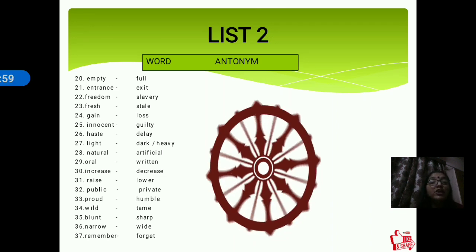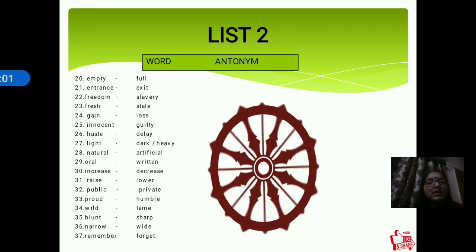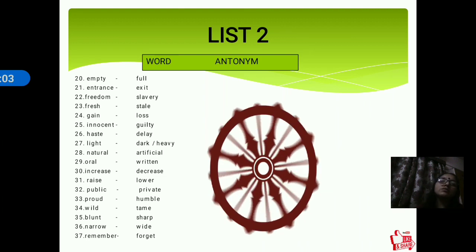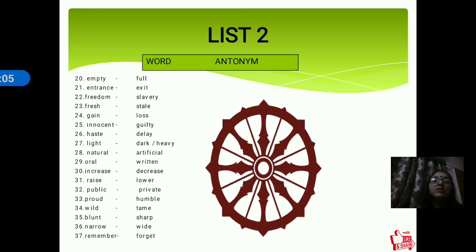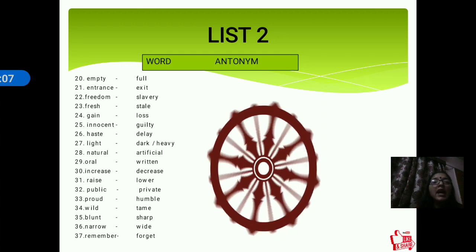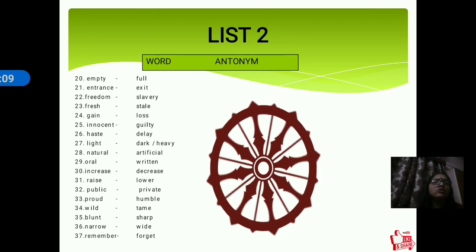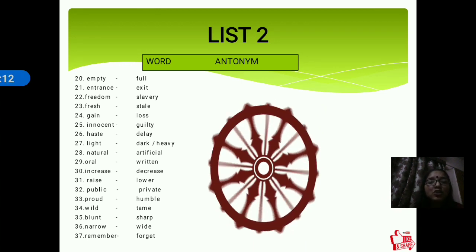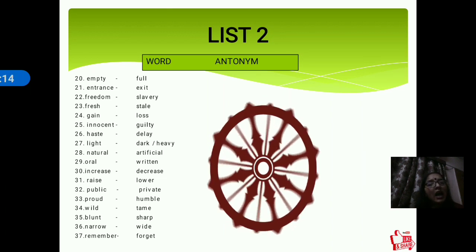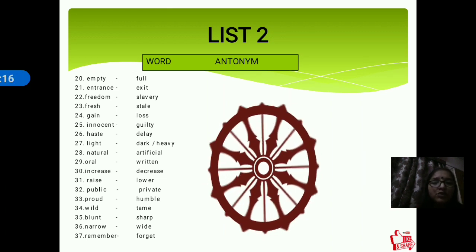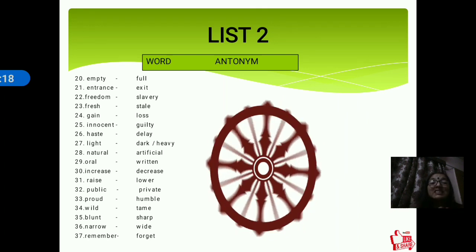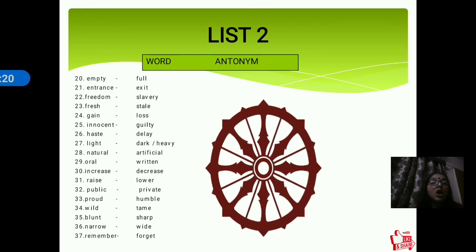When you compare weight, certain items are lighter in weight and certain items are heavy. For example, something made of iron is going to be heavy, and something made of plastic is going to be light. Okay, then natural, then artificial. Opposite of natural is artificial. Then next word is oral. Oral means speaking out, the way I am speaking. Opposite of that is written, when you write down things.